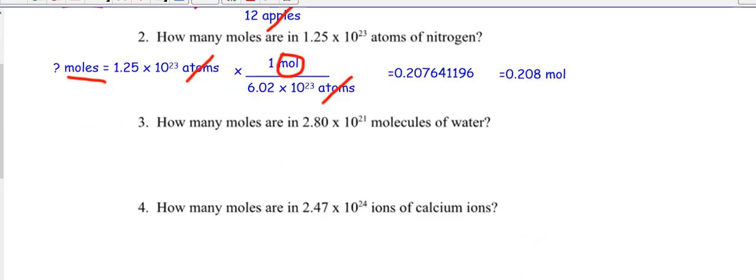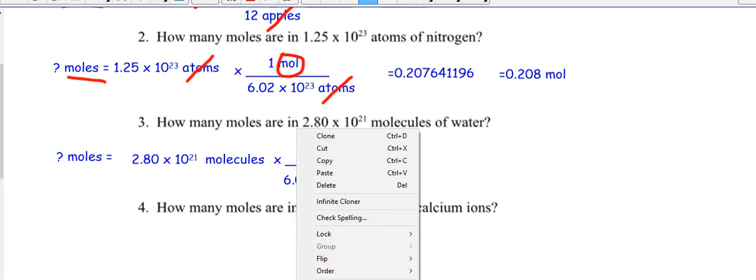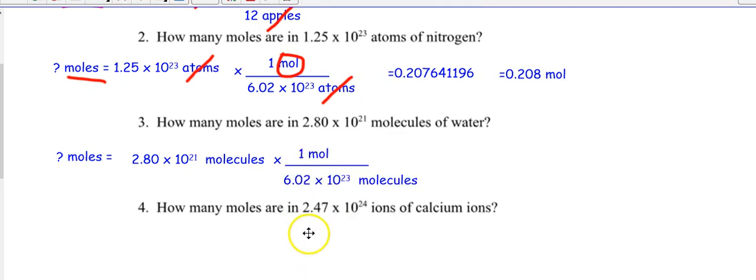All right, so how many moles are in 2.80 times 10 to the 21st molecules? I have to factor label, so I need this next, don't I? What unit must go on the bottom? Molecules. So folks, that number is still equal to 1 mole. Notice how the one up here was atoms, and now this is molecules. What's the smallest unit of the element nitrogen? It's an atom. What's the smallest unit of H2O? It's a molecule. It's still the same number.